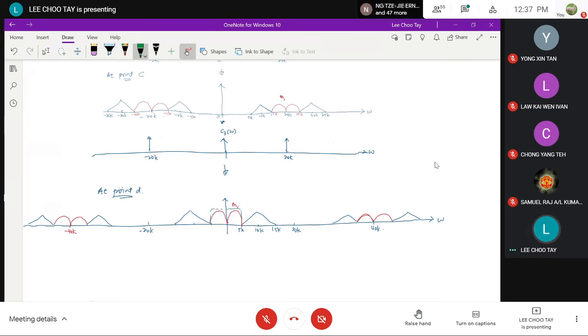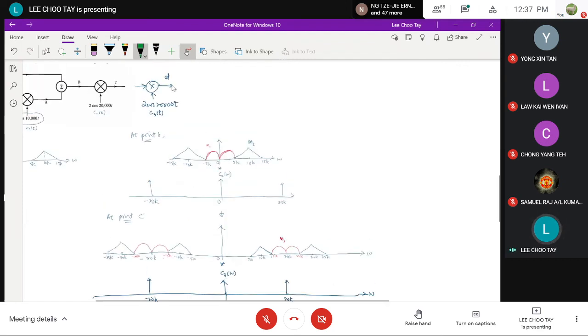At point D, let's go back to my point D. Point D is this one here. All right, so to recover M1, I need to pass the signal through a low pass filter 1. And that will recover my M1(t).